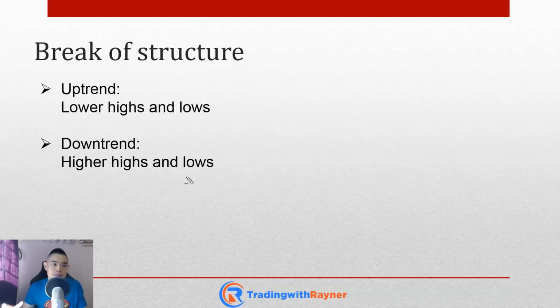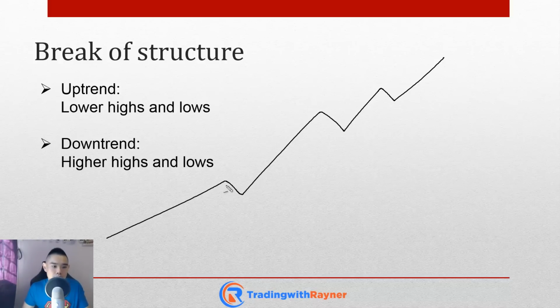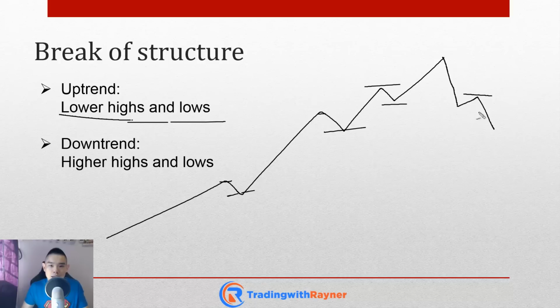A break of structure is quite straightforward. An uptrend consists of a series of higher highs and higher lows. So when you get a break of structure, it means that you now have lower highs and lower lows. In this case, it breaks this, and now you have a lower high and lower low. So this clearly has broken the structure of an uptrend. This is what I mean by a break of structure, where the market structure has invalidated the previous trend.